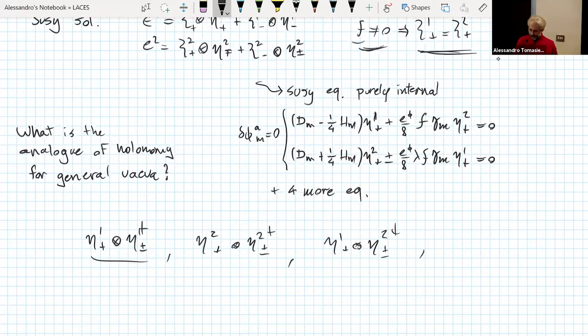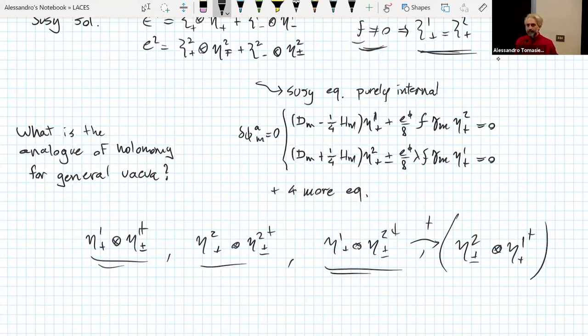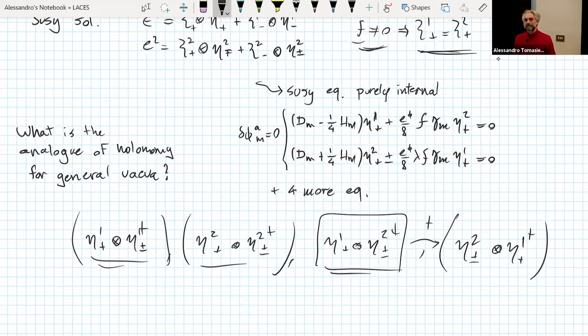There is also another operation, which is taking the dagger of the whole thing, which maps, for example, this guy to eta 2 plus minus dagger eta 1, sorry, eta 1 plus dagger. So we need not consider these independently. But still, we have three possibilities left. It turns out, by pure experimentation, that the best to consider are these. They produce A, the nicest equations, and B, those that are eventually equivalent to supersymmetry. We need not consider these for some reason. I don't know a deep logic to explain this fact.